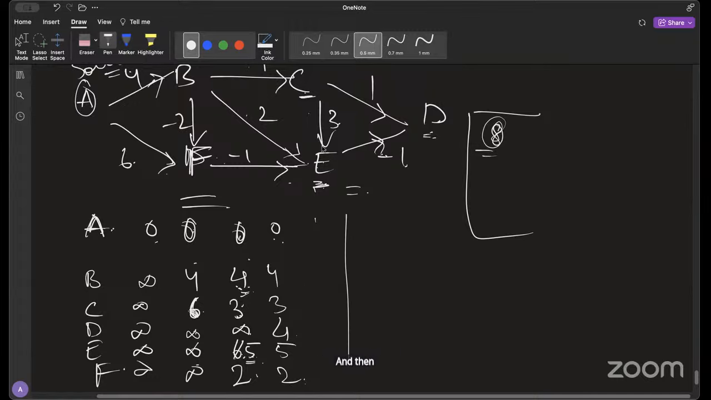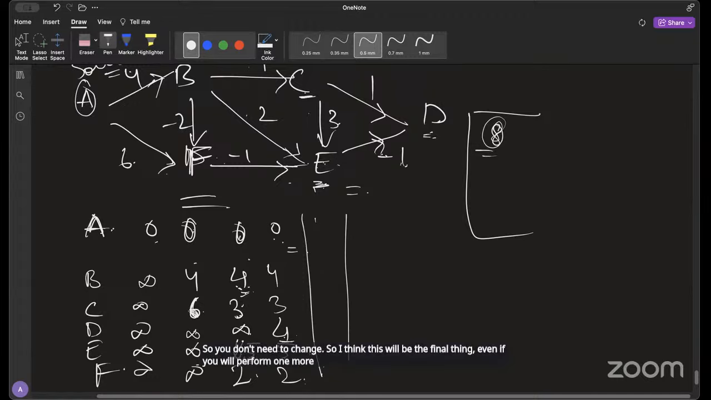And then from E, because E is also on that same level, you can't go backwards. So you can just go here to D. So E is 5. 5 minus 1 will be 4. And D is already 4. So you don't need to change. So I think this will be the final thing. Even if you perform one more iteration, you'll get everything the same. Is this all right?